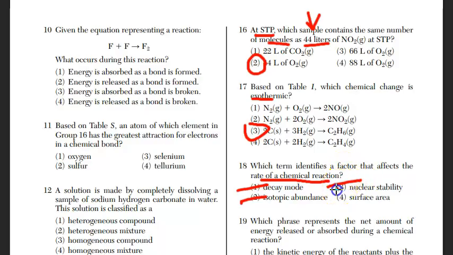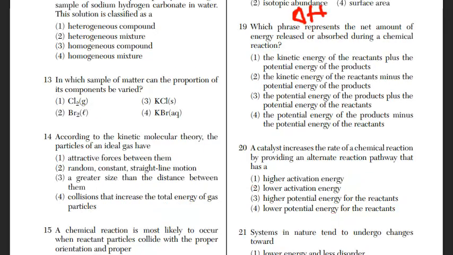For question 18, what's going to affect the chemical reaction rate? Surface area. Question 19, which phrase represents the net amount of energy released or absorbed during a chemical reaction? What we're looking at here is enthalpy. You should have seen this symbol, delta H, during the school year, and we're dealing with the stored energy of the different substances that make up a reaction. Stored energy is your potential energy. When we're looking at a reaction, it's the potential energy of the products minus the potential energy of the reactants, which is choice 4.